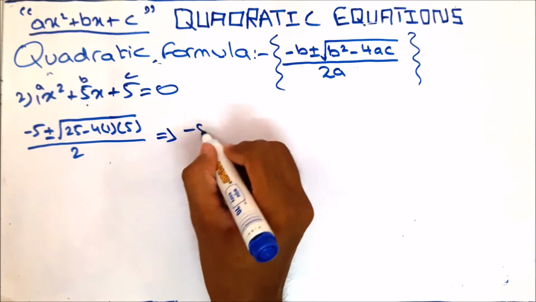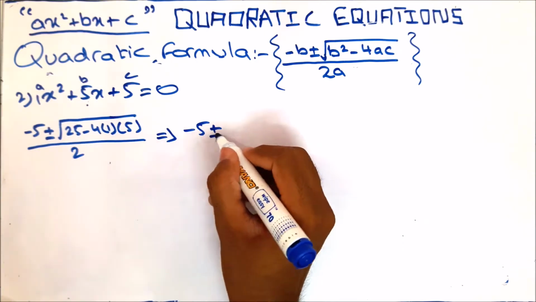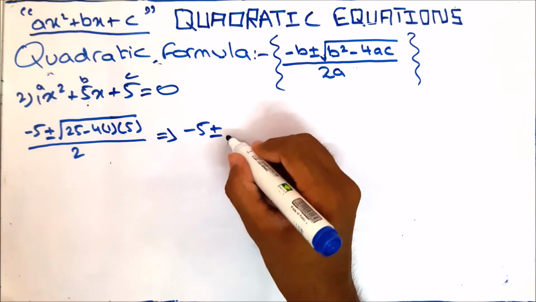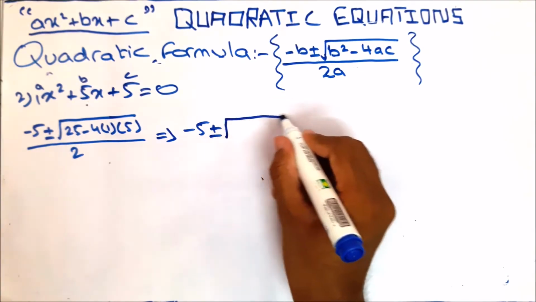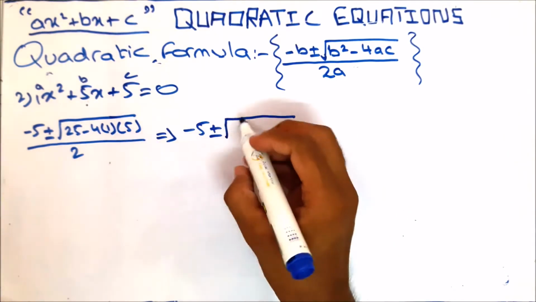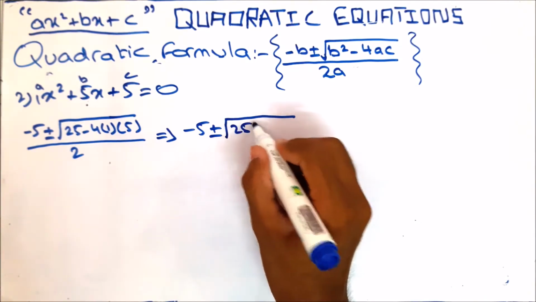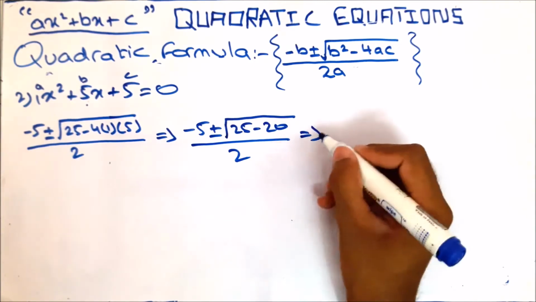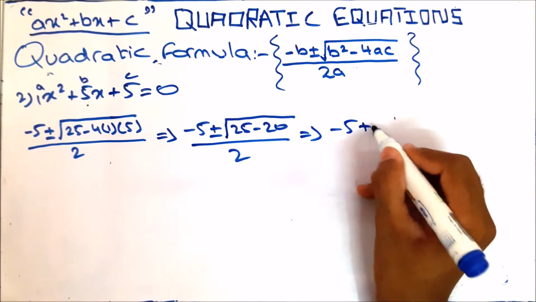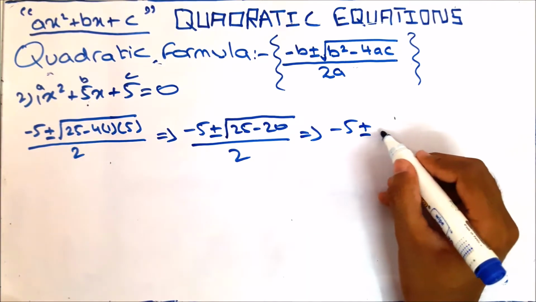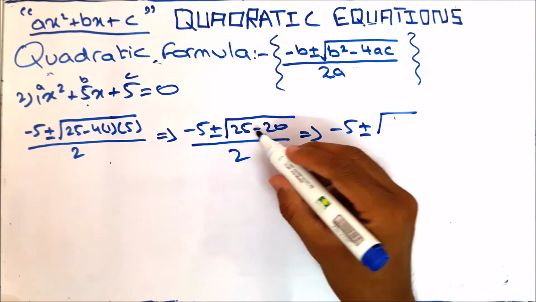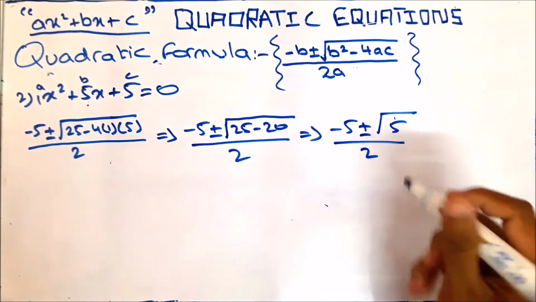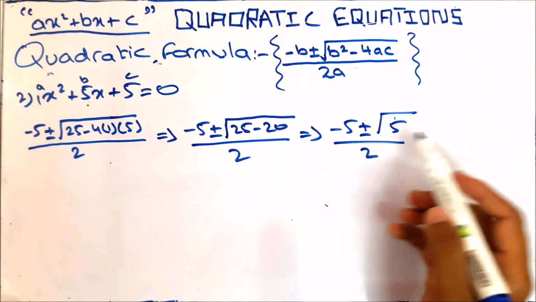Okay, so here we have minus 5 plus minus under root 25 minus 4 times 5 is 20, so 25 minus 20, divided by 2. Okay, here we have minus 5 plus minus under root 5, divided by 2. Okay, I guess this is it. We cannot simplify it any further.